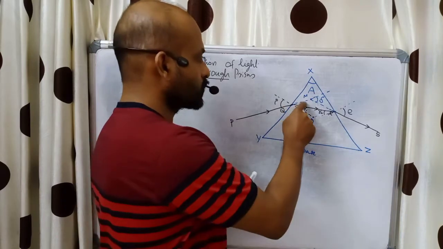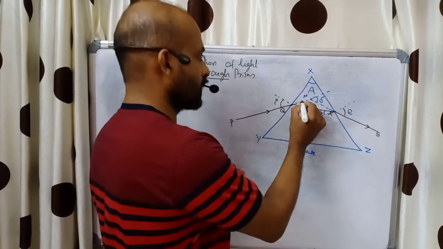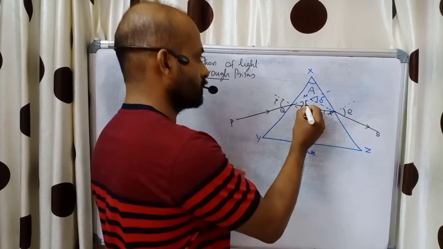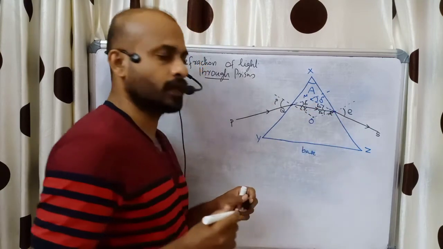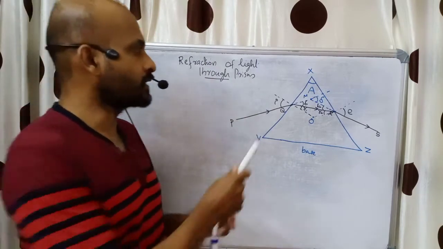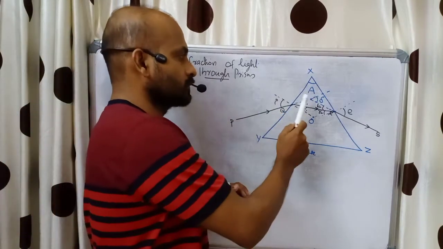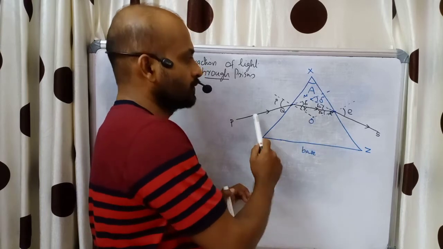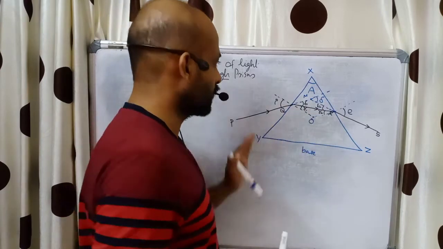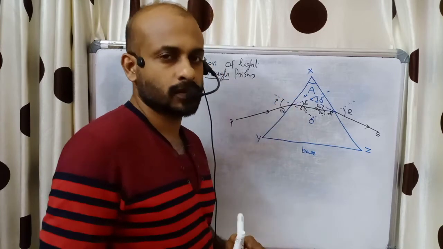Now we can mark these two angles. Here I will mark this angle as delta 1 and this angle as delta 2. These are the angles delta 1 and delta 2. Here A is the angle of the prism. Delta is the angular deviation. So we have labeled the entire rays as well as the triangular prism.